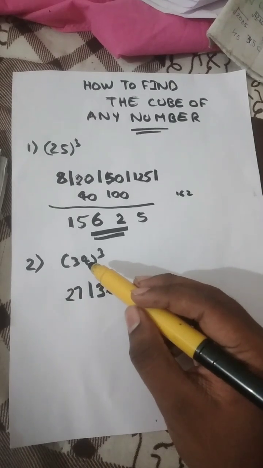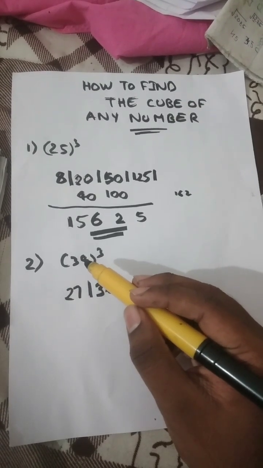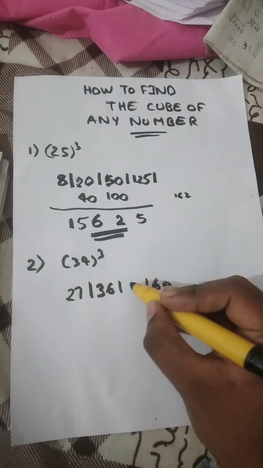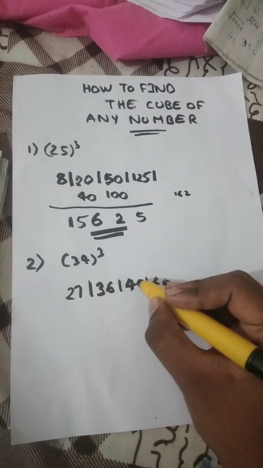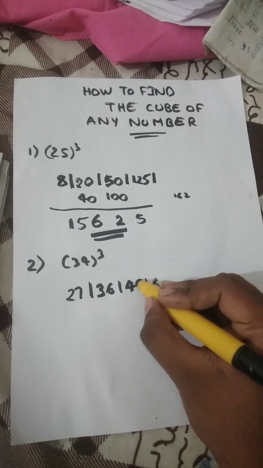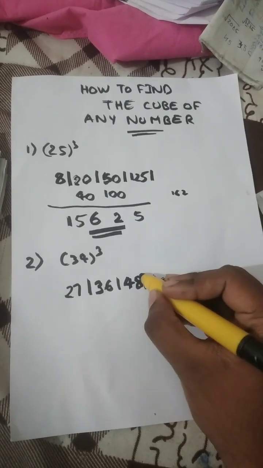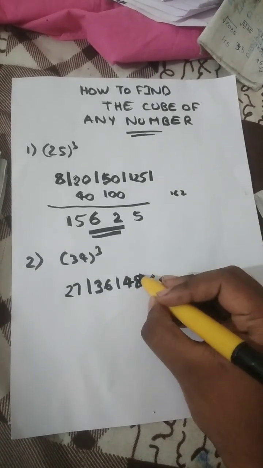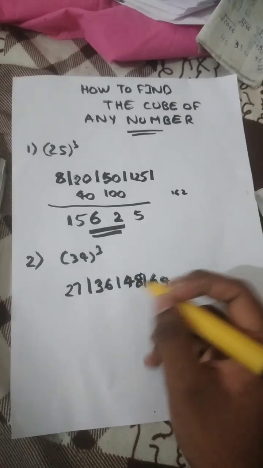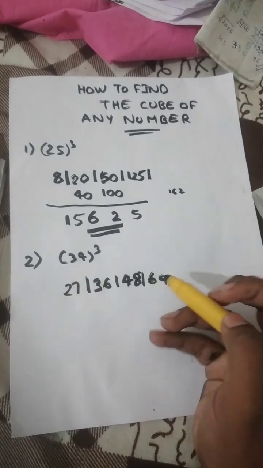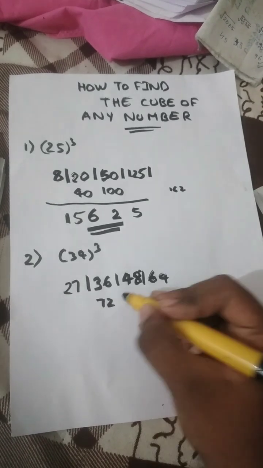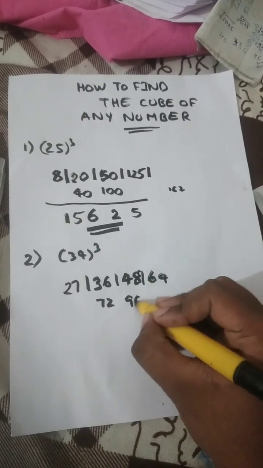The same step is repeated, but with the other number. Taking the square of 4 would be 16. 16 into 3 would be 48. 16 into 2 is 32, and adding 16 to 32 would be 48. You can find it like that. And the next step is to double the numbers in between 27 and 64, the cubes of these numbers. So the double of 36 would be 72. The double of 48 would be 96.